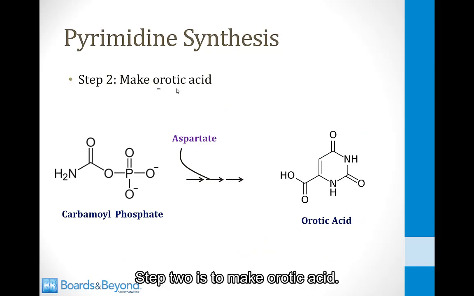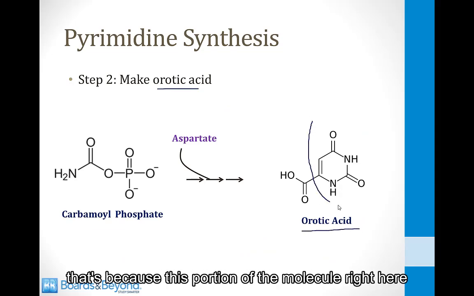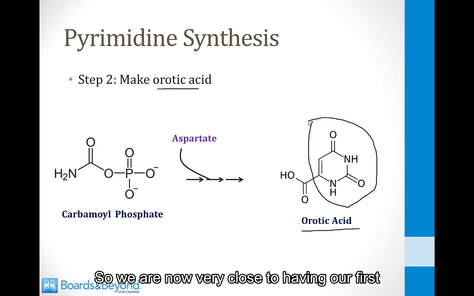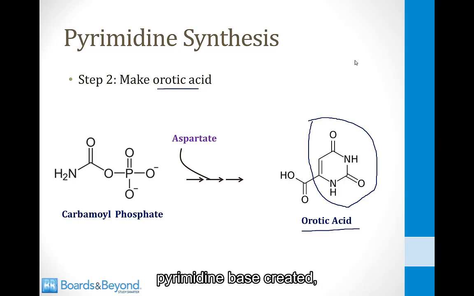Step 2 is to make orotic acid. This is the chemical structure of orotic acid on the screen here. And if this looks familiar to you, that's because this portion of the molecule right here is uracil, the base that is found in uridine. So we are now very close to having our first pyrimidine base created, and that is the base uracil, and that comes from orotic acid.